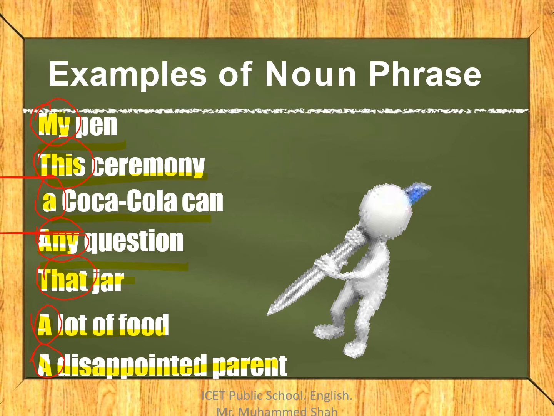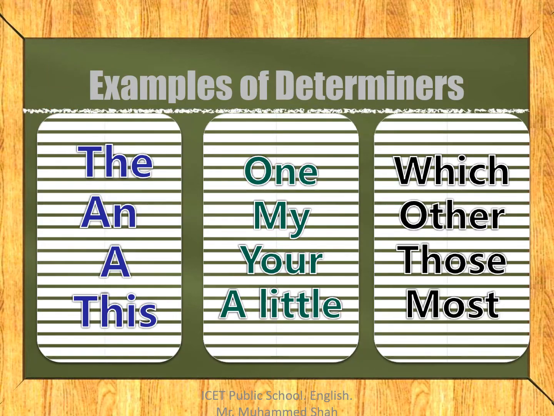So now we can look in detail at what determiners are. Here are examples of determiners without a noun phrase. These are all determiners: the, and, this, one, my, your, a little, which, other, those, most. These are some examples of determiners. We will discuss them in detail again.